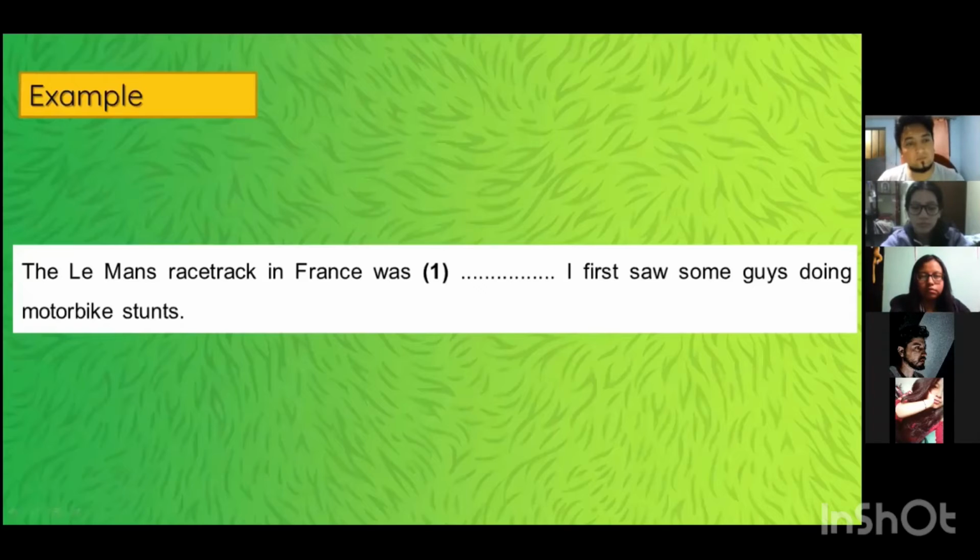Next, please. As you can see in this example, you should focus on words before and after the gap. And the author goes back in time, so we can use the conjunction where.